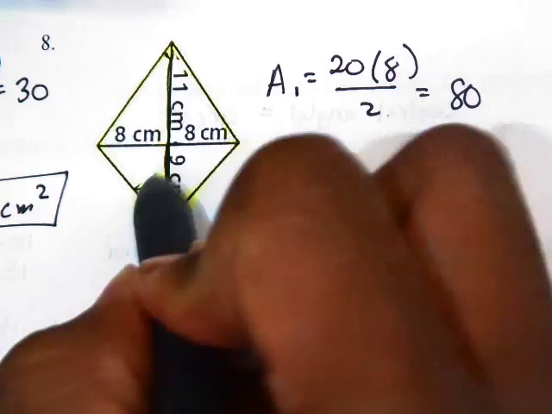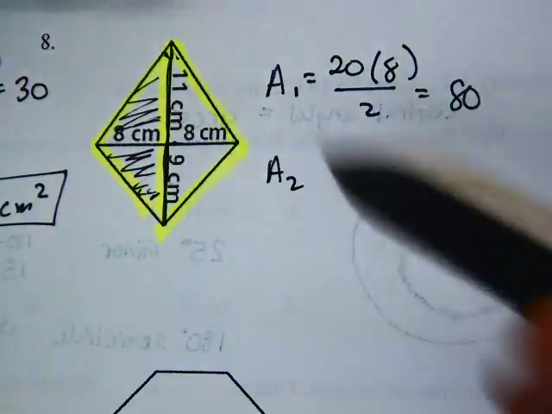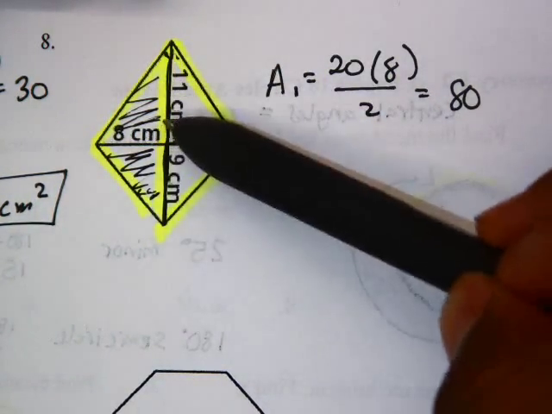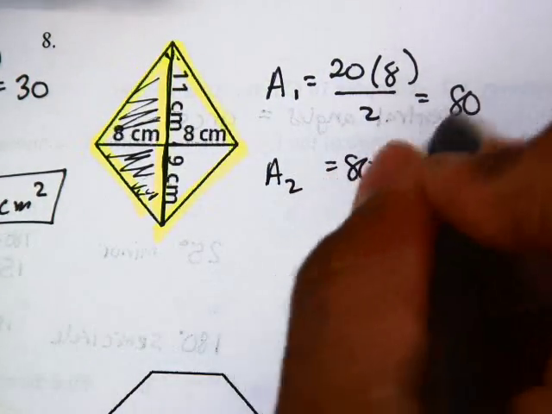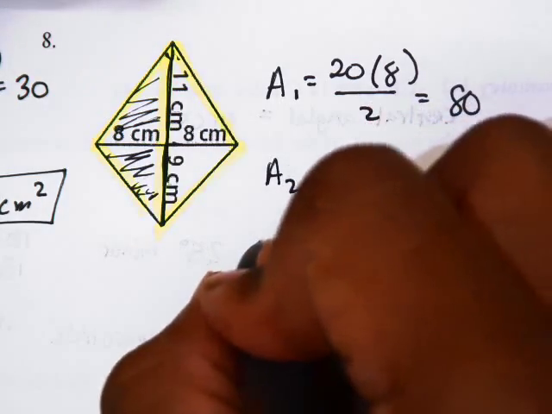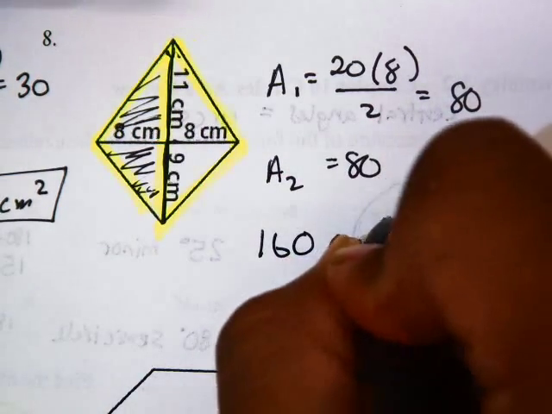Triangle 2 is this one over here, and that's exactly the same. This is a base of 20, a height of 8, divide by 2, that's going to give me 80. So 80 plus 80 together, so the whole area is 160 centimeters squared.